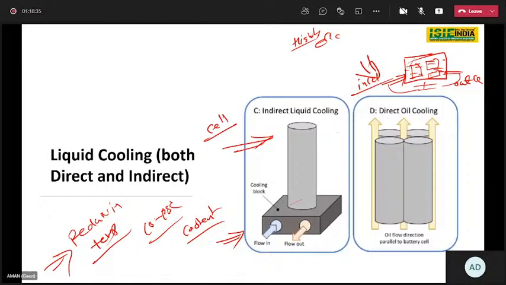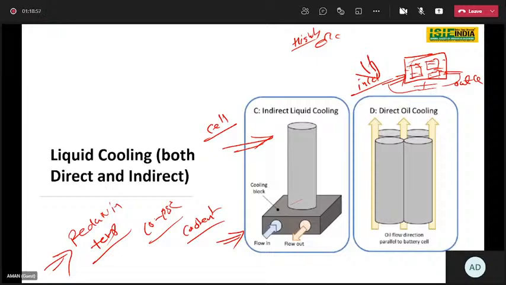So here, for the direct cooling purpose, what exactly is happening? You submerge the cell into the liquid, and there is one inlet and one outlet. With this inlet and outlet pipe, there is a heat exchanger, so it will grab all the heat from the cells and provide you some cooling effect.